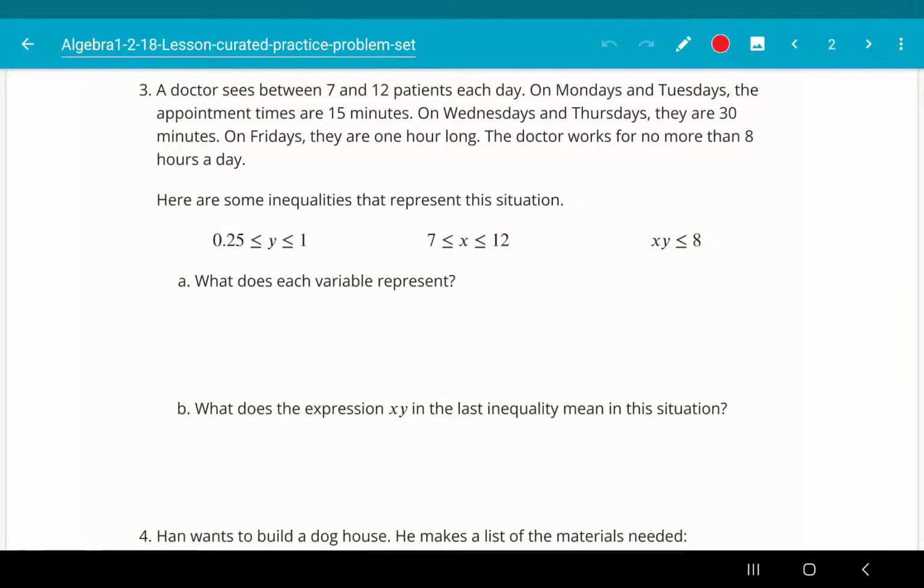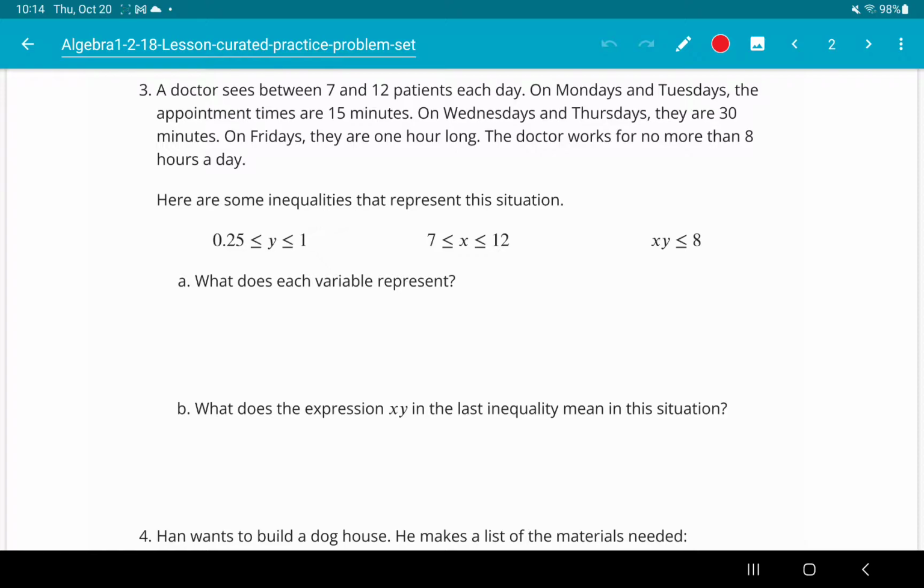A doctor sees between 7 and 12 patients each day. On Mondays and Tuesdays, the appointment times are 15 minutes. On Wednesdays and Thursdays, they are 30 minutes. On Fridays, they are 1 hour long. The doctor works for no more than 8 hours a day.